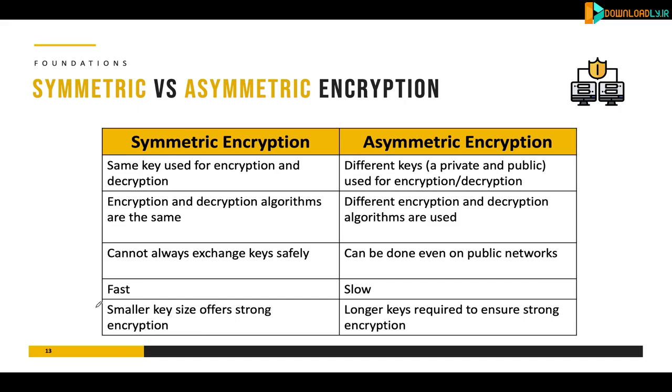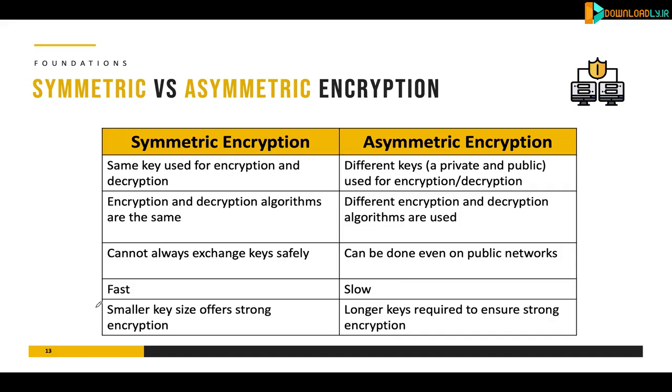In contrast, asymmetric encryption can be done on public networks. In fact, it is designed for communication over public networks. One advantage of symmetric encryption is that it's very fast, whereas asymmetric encryption is a bit slow. And one of the reasons is that it's using different encryption and decryption techniques.